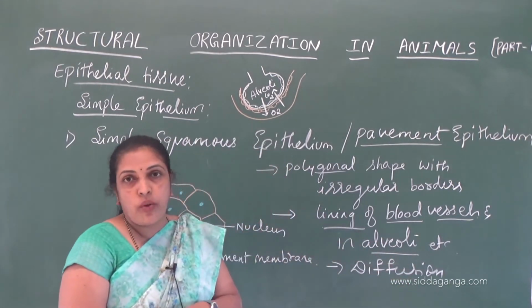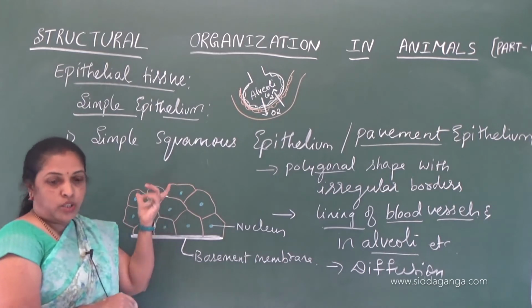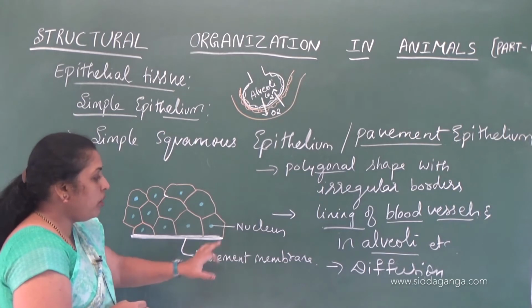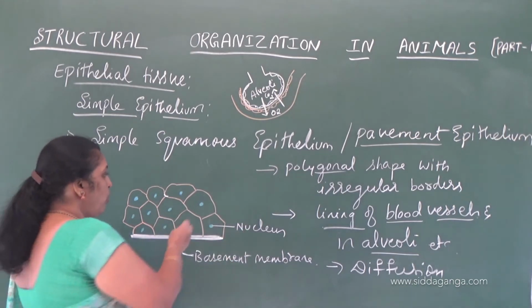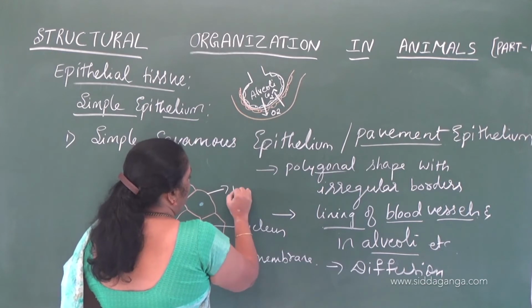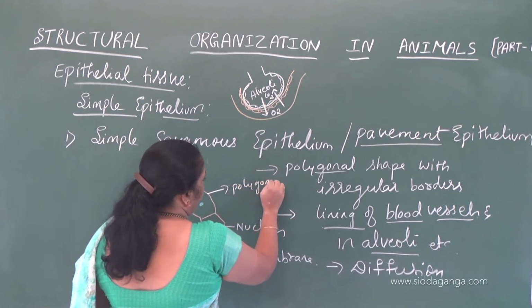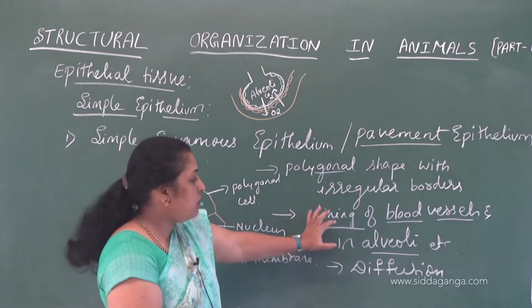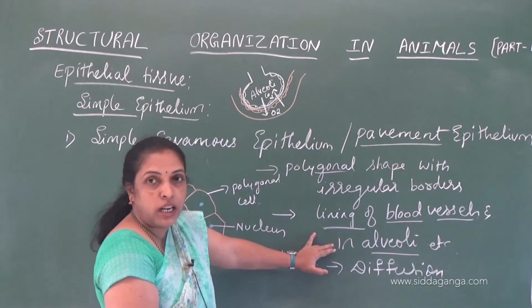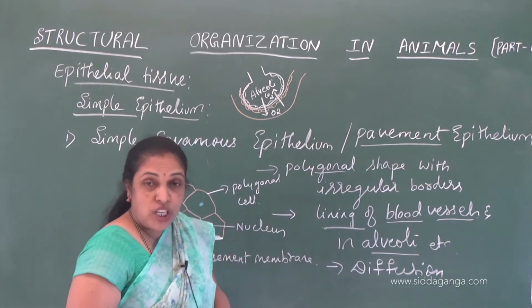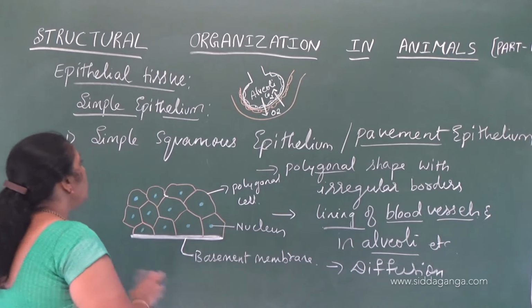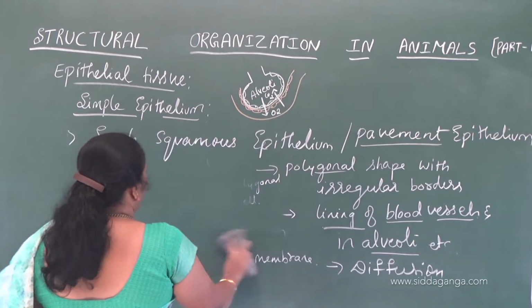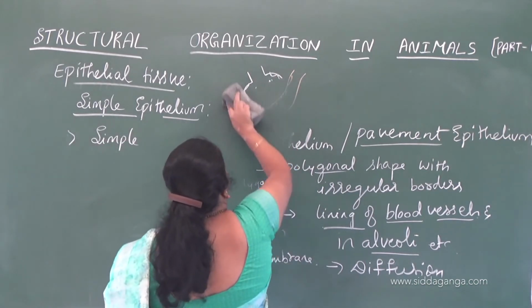So this is about squamous epithelium. Understood? They may ask for 2 marks. That time you should draw the diagram: the basement membrane, and write the nucleus, and label it as polygonal cells. Then write where they are present. They are present as a lining of blood vessels and in alveoli, and their main function is diffusion. Understood? Then we will move on to simple cuboidal epithelium.